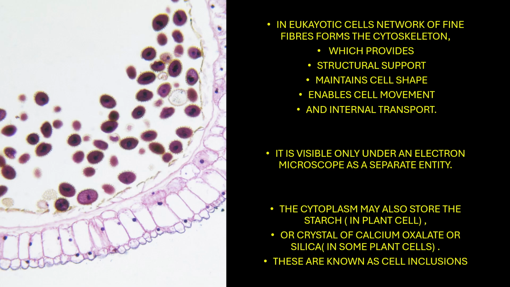The cytoplasm may also store starch, like in plant cells, and crystals of calcium oxalate or silica in some plant cells. These are known as cell inclusions.